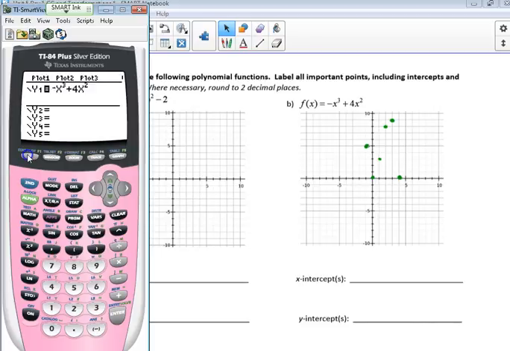Did you get the same one? Did everyone get the same numbers as me? Anyone else get different numbers? You did? Check the function. Make sure it says negative x to the third. Remember, we're doing B.